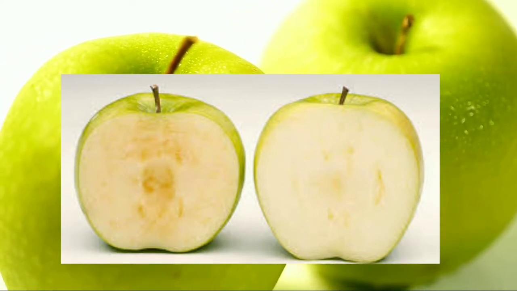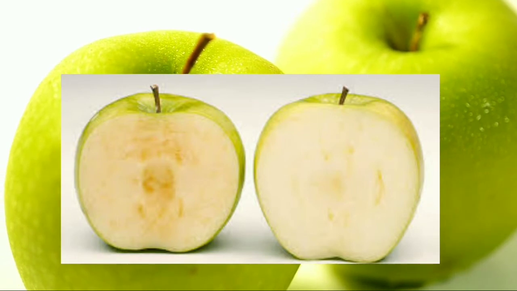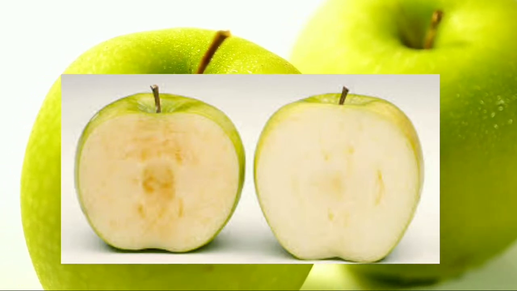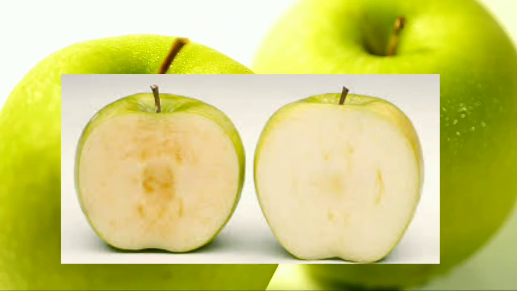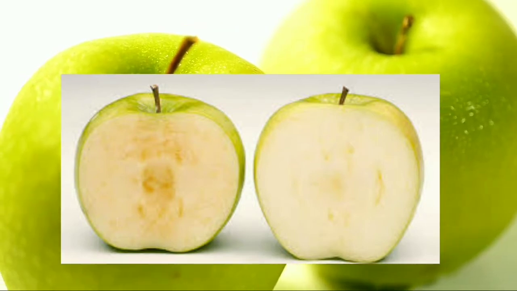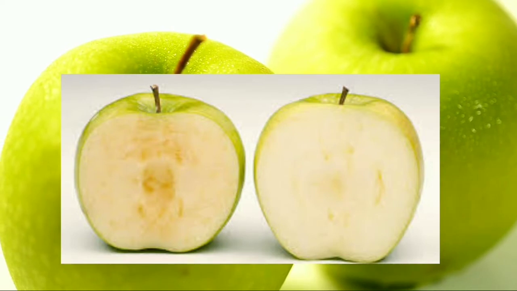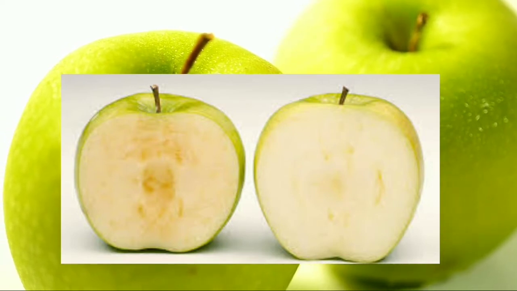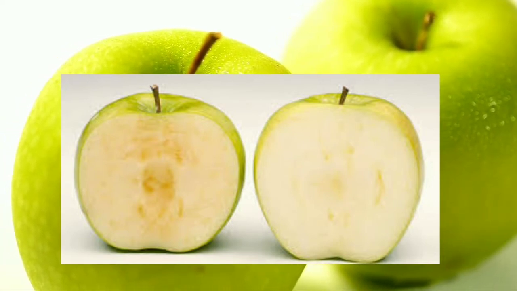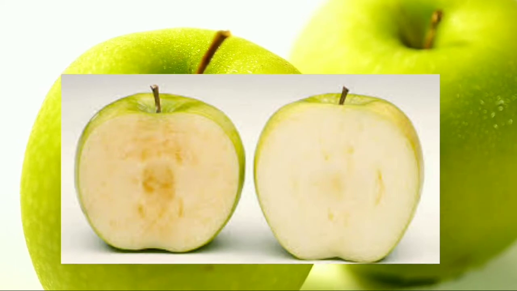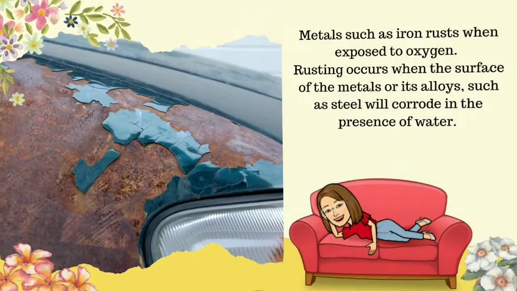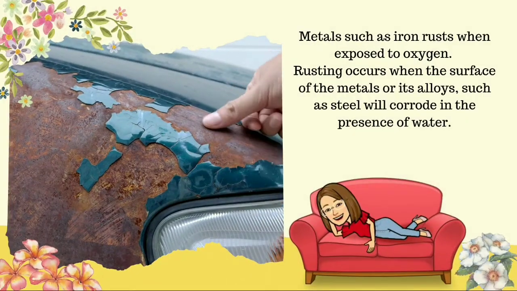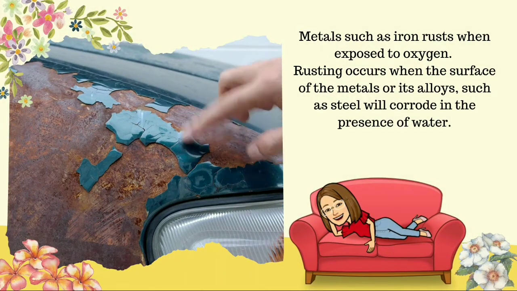The oxygen which is introduced in the surface of the apple releases the free radicals in an oxidation process. This turns the apple into a brown color. The material undergoes chemical change. There are substances in the apple that combine with oxygen and cause the browning of the apple. Metals such as iron rust when exposed to oxygen.